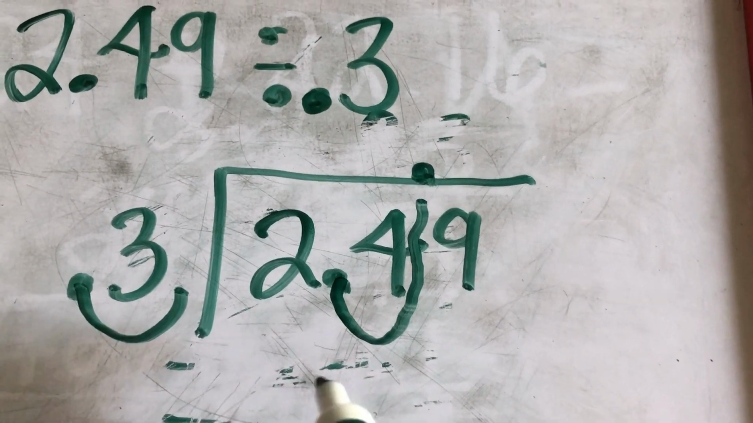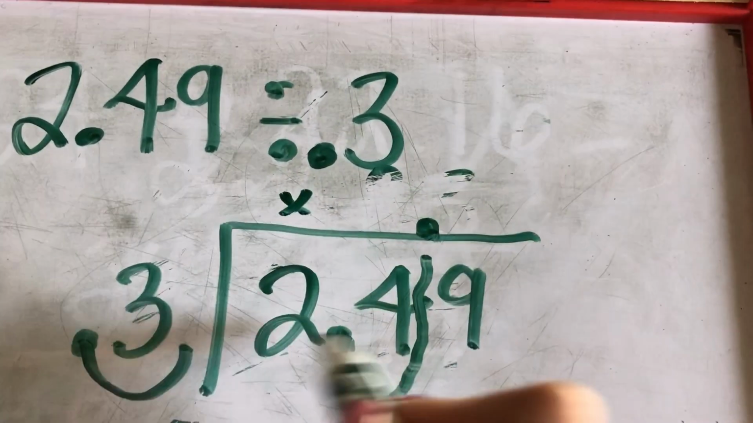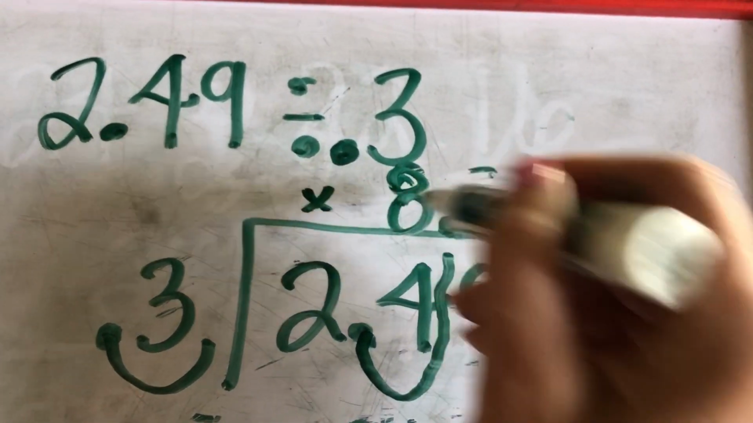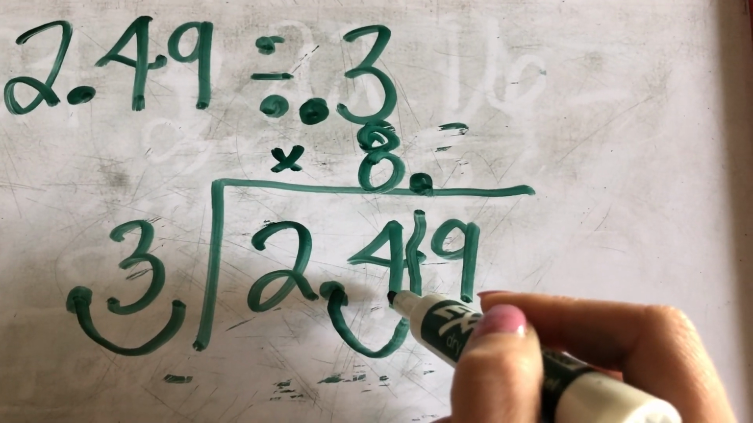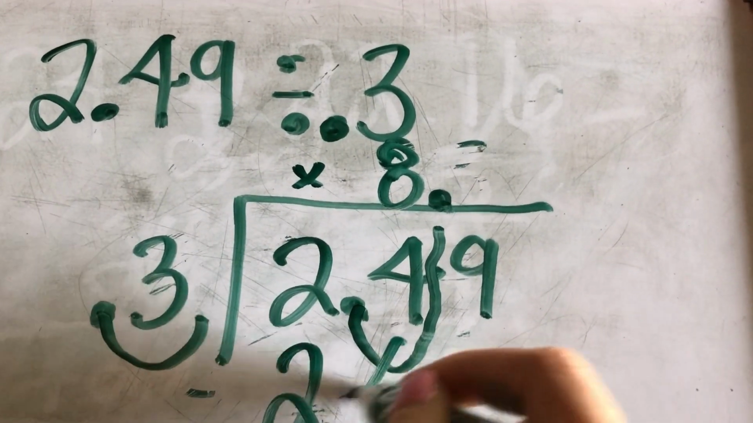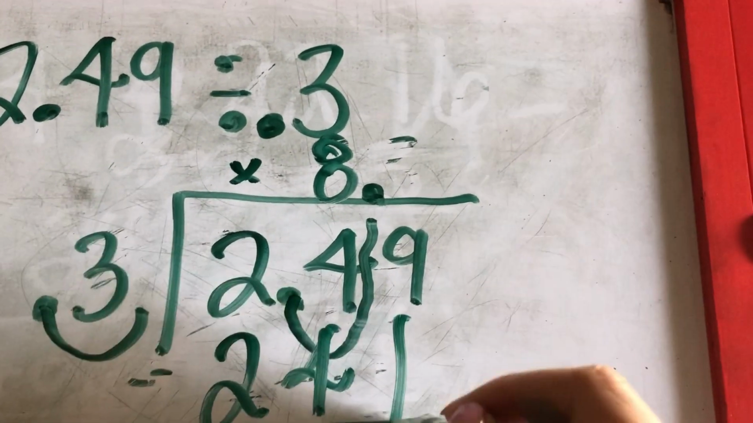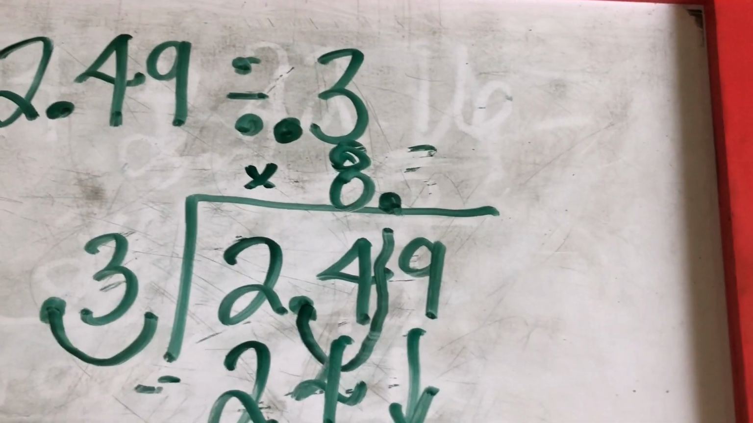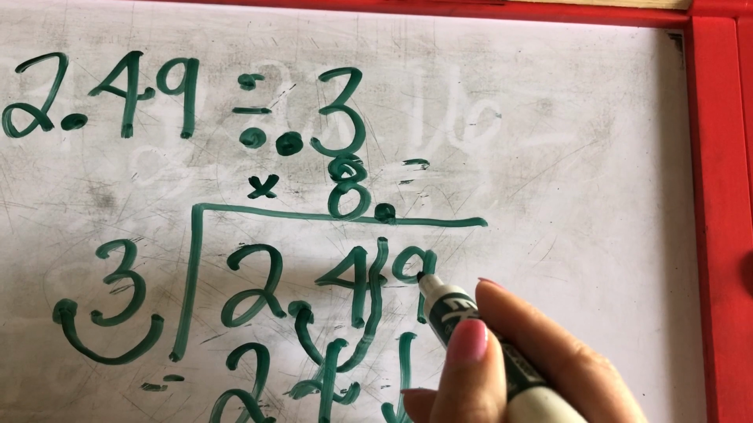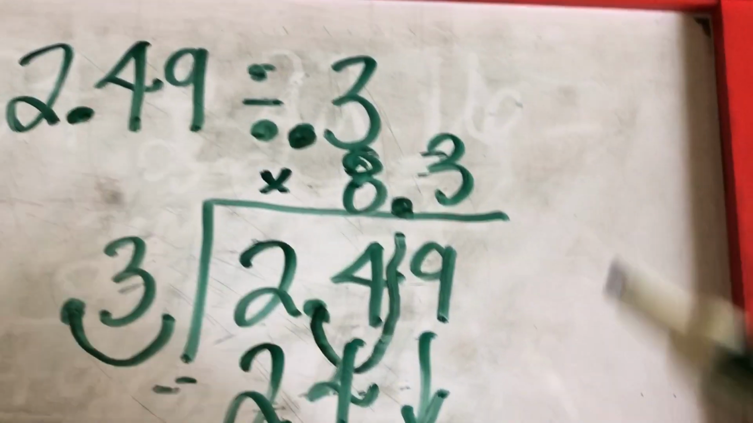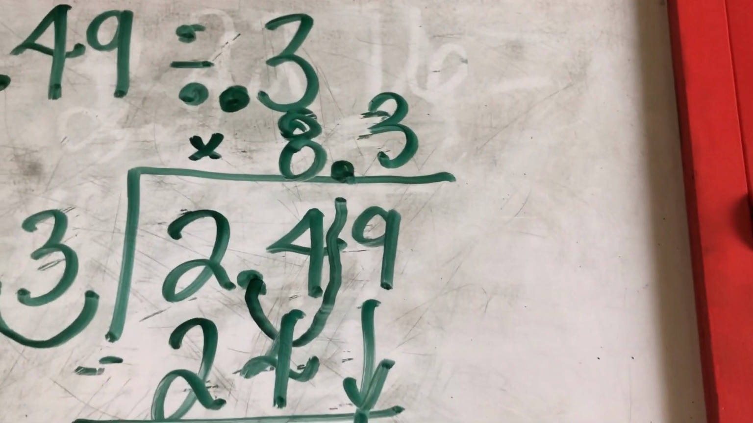And I'm gonna divide. 3 does not go into 2, 3 goes into 24 8 times. Remember, your 8 goes right above that 4. 3 times 8 is 24. Bring down our 9. 3 goes into 9 3 times. Since we brought down the 9, the 3 goes above the 9. So our answer is 8.3.